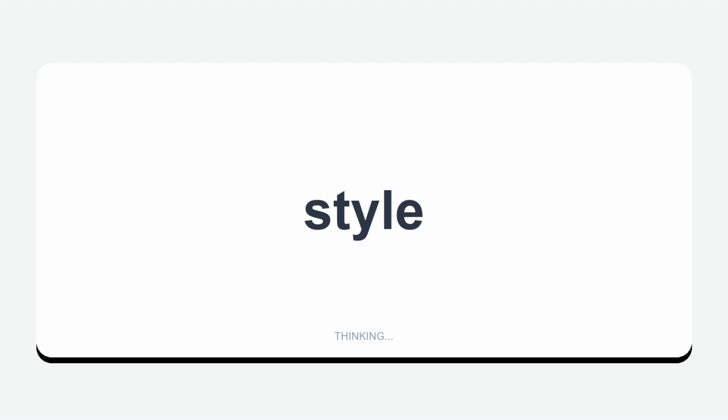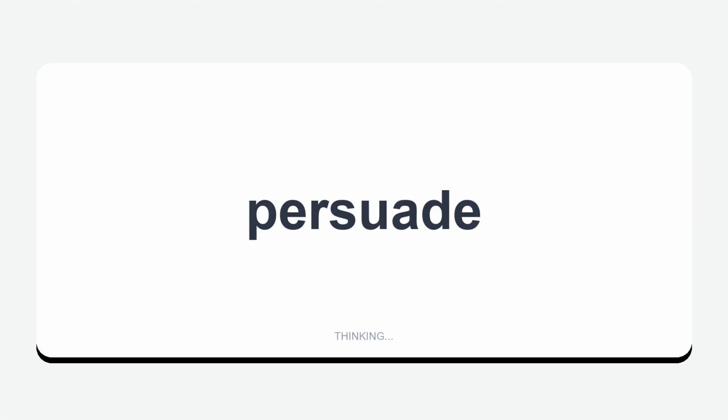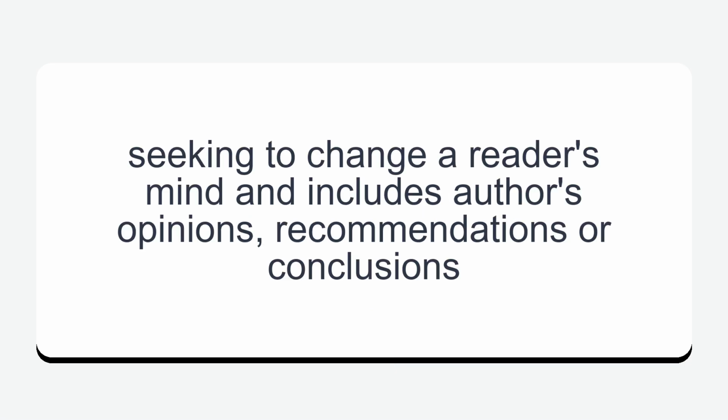Style: individual characteristics that a writer chooses, including sentence structure, choice of words, use of images, and other devices. Persuade: seeking to change a reader's mind, and includes the author's opinions, recommendations, or conclusions.